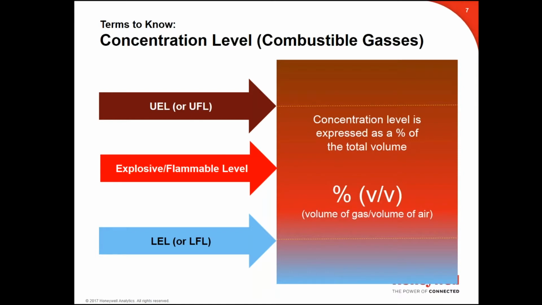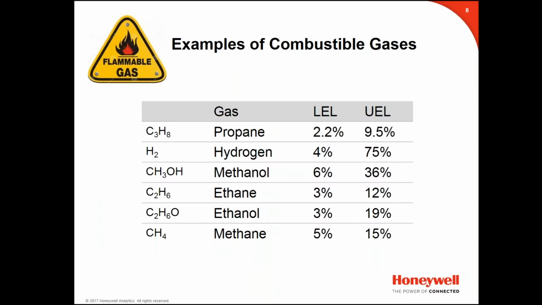We're going to go to the next slide for some more examples of combustible gases and their upper and lower explosive limits. There are a variety of combustible and flammable gases, and these are just a few that include propane, hydrogen, methanol, ethane, ethanol, methane, or what we call natural gas. But like I had indicated, there are many other flammable gases that are available.